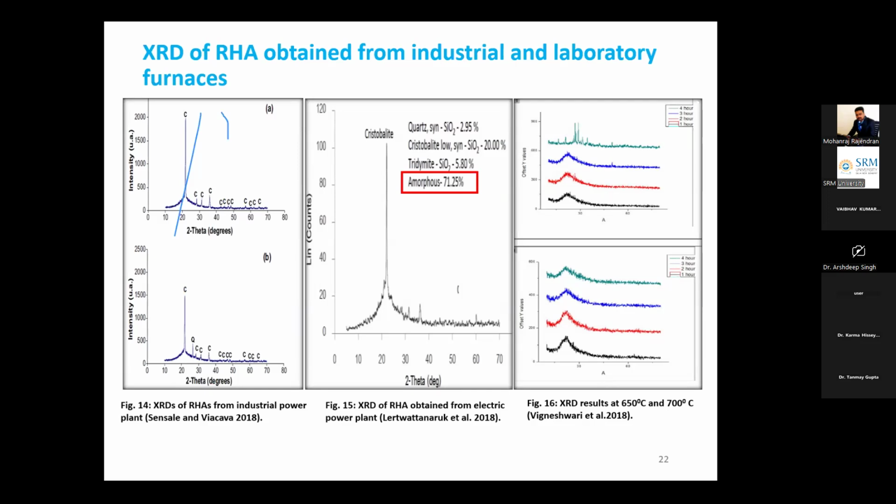But on the left hand side, the ash which we received from the industry contains crystalline compounds like cristobalite or quartz. These are basically non-reactive in nature. They might be made up of silica, but that silica is not reactive in nature. So the properties of the RHA which we get from the industrial setup may be different from the RHA which we get from the laboratory setup.